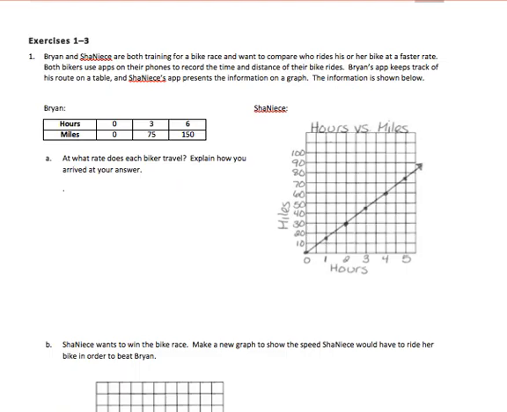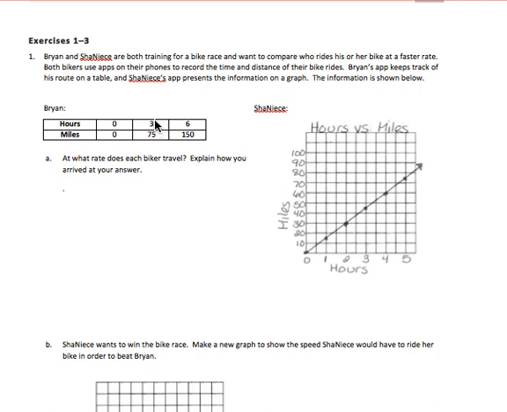In the exercises, we have Brian and Shanice, who are both training for a bike race, and they are comparing using two different methods. Brian is using a table, and Shanice is using a graph that she's created. Brian's app shows that he has traveled 75 miles in 3 hours. The zeros in this table don't help us because multiplying times 0 will always give you 0. But the 75 and the 3 does, and so does the 6 and the 150. To make the calculation easier, we'll choose the 3 and 75.